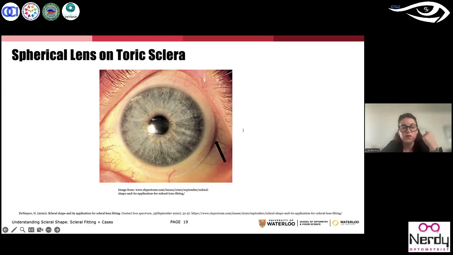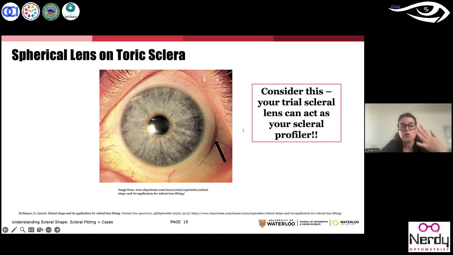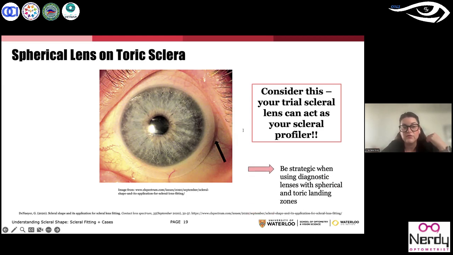If we had a scleral profilometry, we would be able to tell this, but really consider that when you put your diagnostic trial lens on, this is basically acting as your scleral profiler. And you can really be strategic about putting on spherical landing zones when you're fitting versus toric landing zones. We'll touch on that in a bit, but if you don't have access to some of this, your diagnostic set is acting as your scleral profiler in this case. So you can use putting the spherical and the toric landing zones to your advantage.